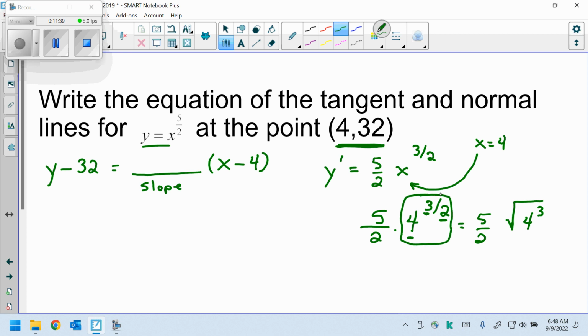If you think of it this way, take the square root of 4, which is 2, and 2 cubed is 8. The other way to do it, you're dealing with bigger numbers. What's 4 cubed? Well, that's 64. What's the square root of 64? And 5/2 of 8 is equal to 20. So the slope is going to be 20. And there's your tangent line.